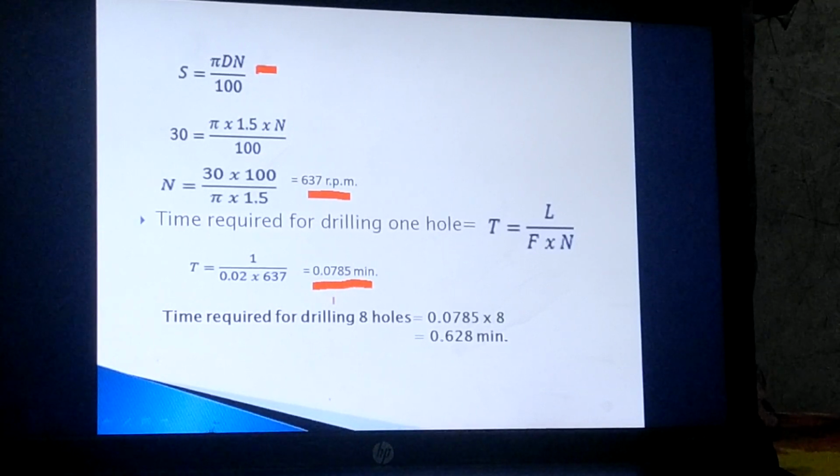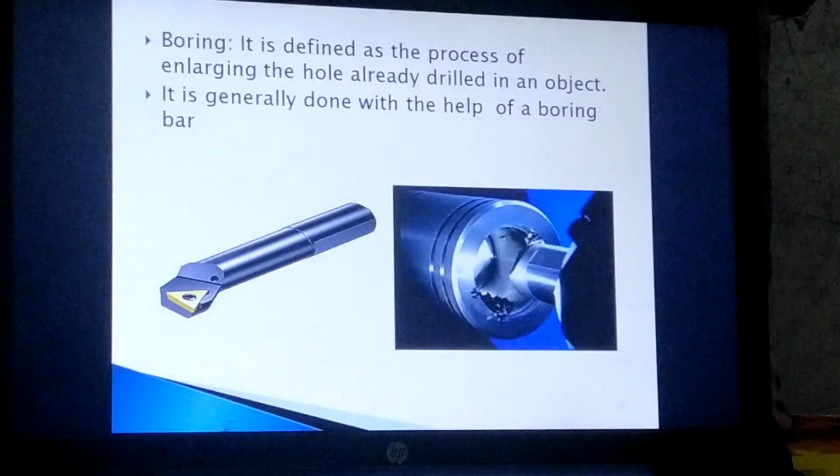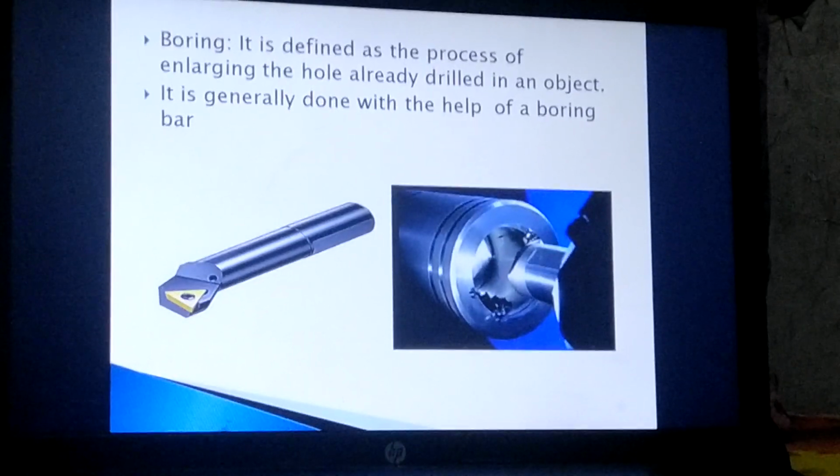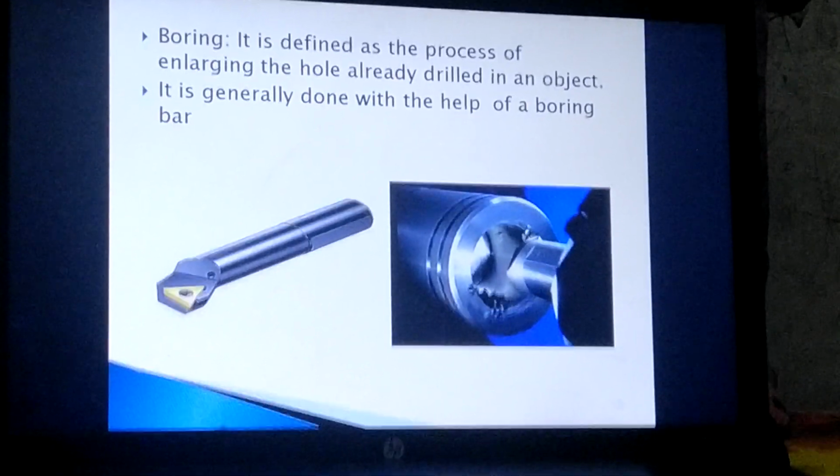Now we have to create 8 holes. We will multiply it by 8 and we will get the answer as 0.628 minutes. Now the second operation today will be boring.